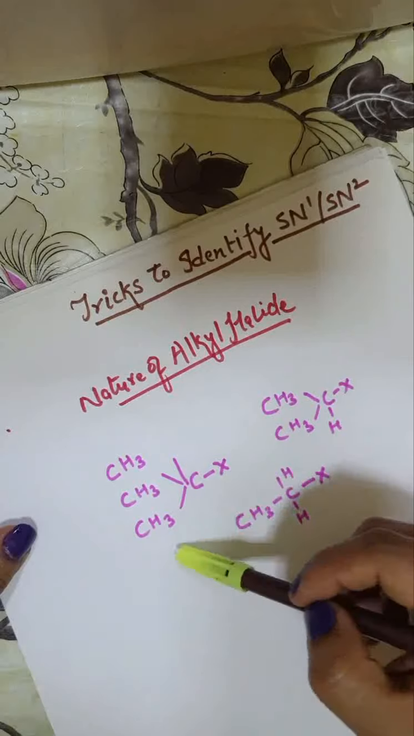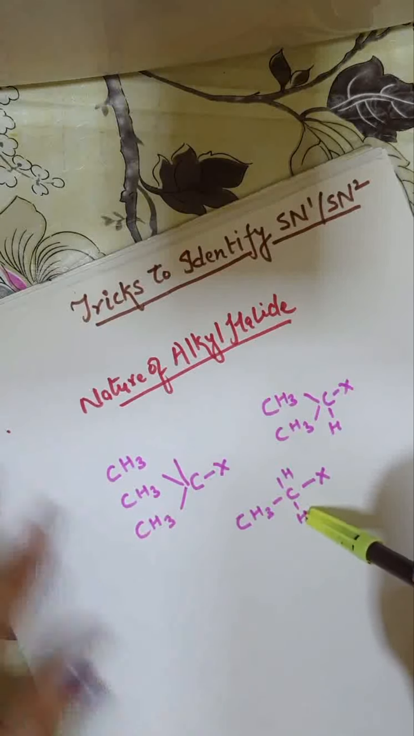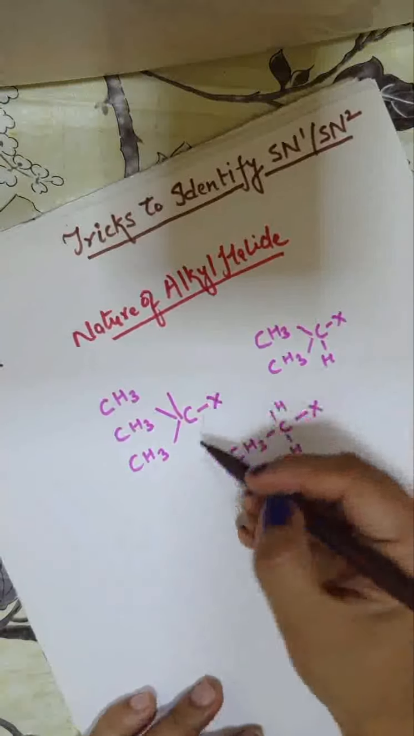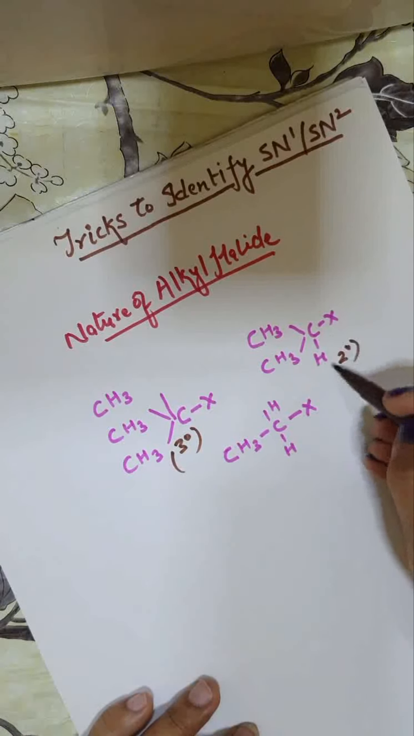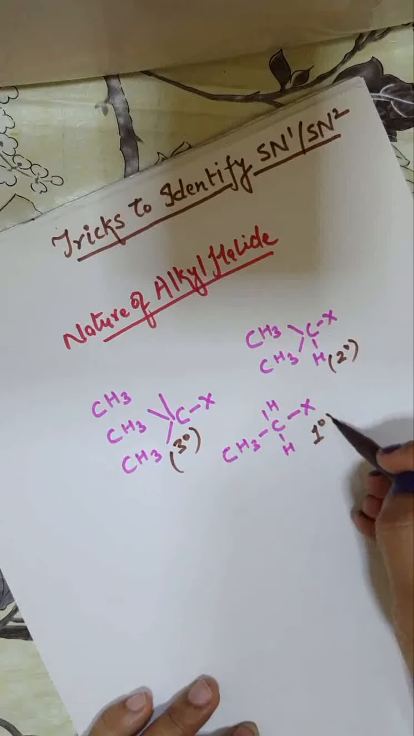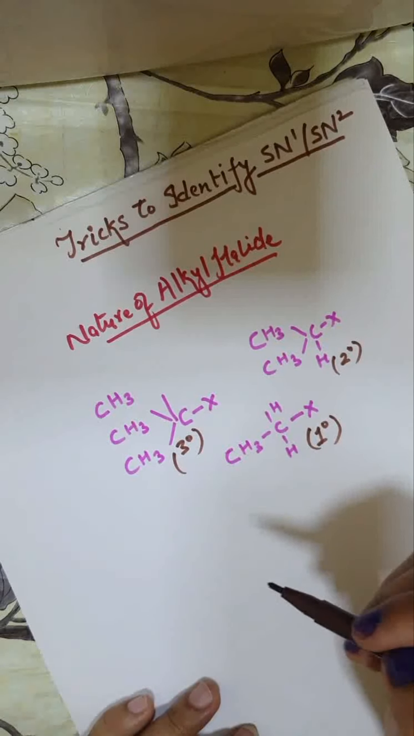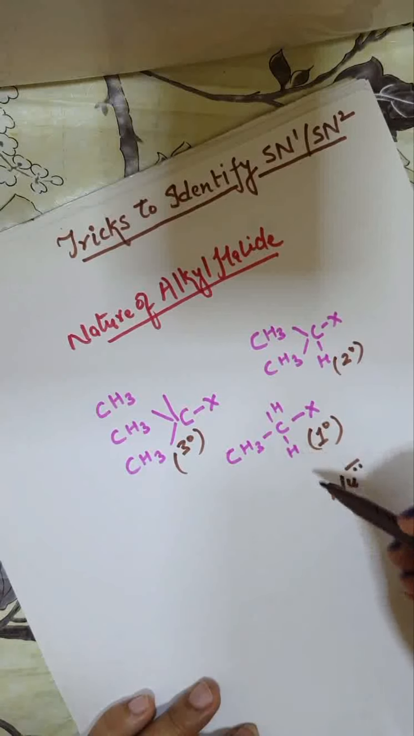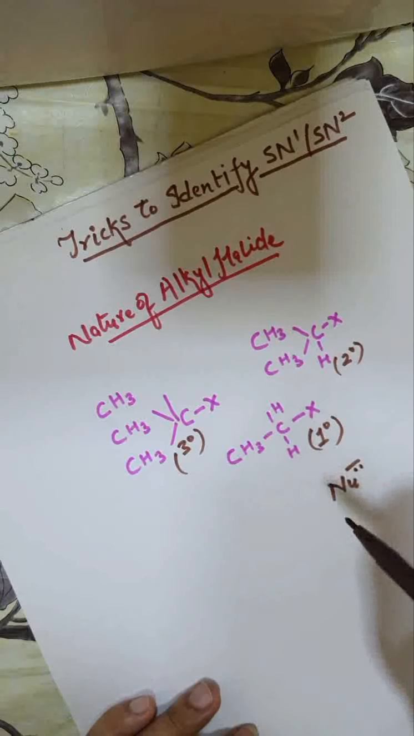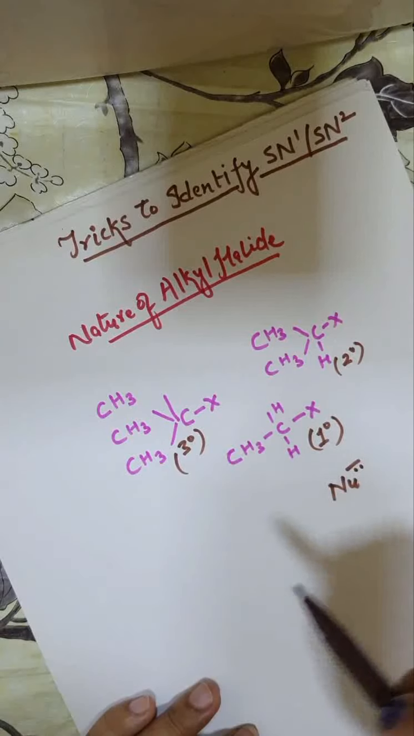As we know, there are three types of alkyl halide possible, like this. This is tertiary alkyl halide, this is secondary alkyl halide, and this one is primary alkyl halide. If any nucleophile wants to attack these alkyl halides, then what will be the possibilities?